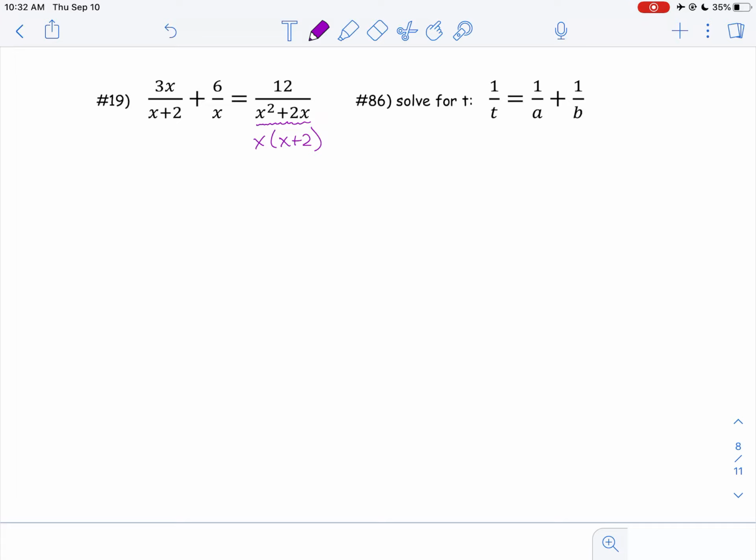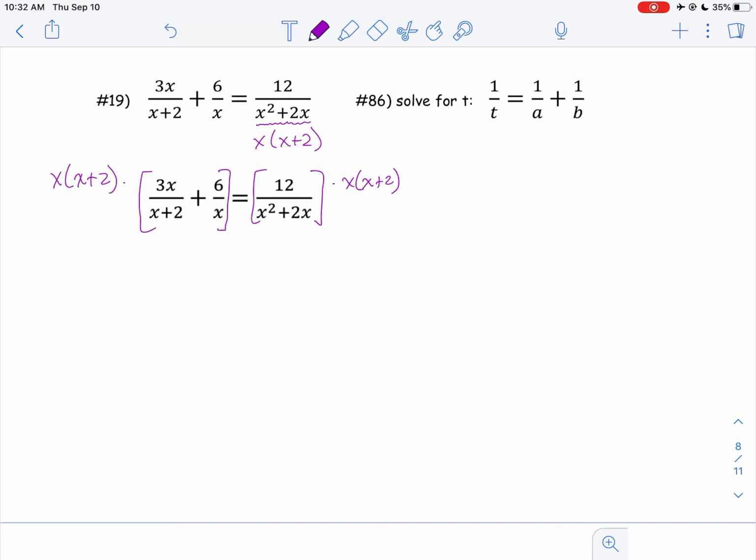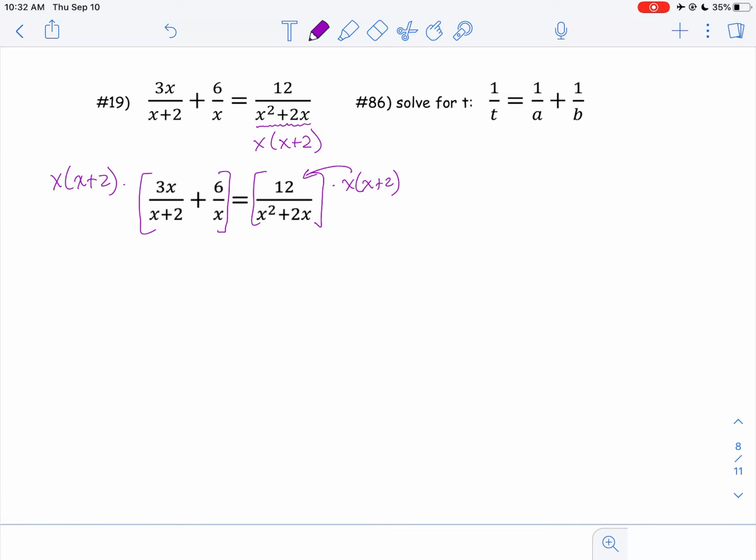This is helpful. What we can now do is take the original equation here, and we can multiply both sides of the equation by the greatest common denominator. Sorry, the least common denominator. In this case, x times x plus 2. Let me show you what happens when we multiply times x plus 2. On this side, we need to distribute it to this fraction. We distribute here, and we distribute here.